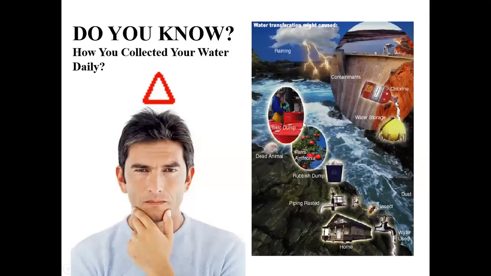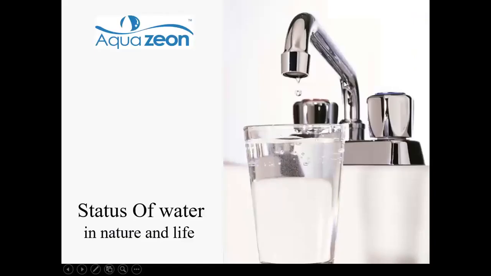How is the water collected daily? We can see from the river: toxic dumps, farm ammonia, rubbish dumps, rusted piping, home industries using chemicals, insects, dust, chlorine, water storage, all the contaminants. Everything comes back to the river, and we take the river water and transfer it back to your pipe. Okay, this is what's going on. So to avoid these chemicals in the water, we need a proper system.